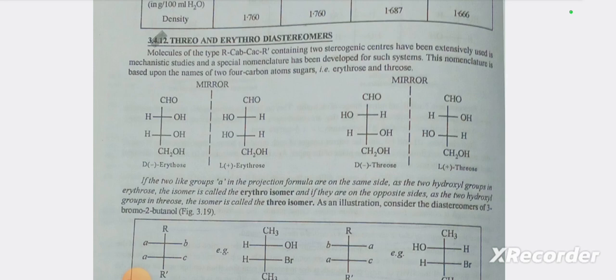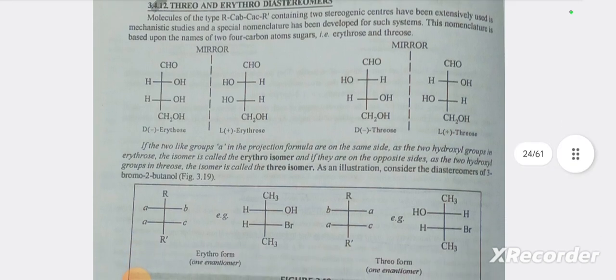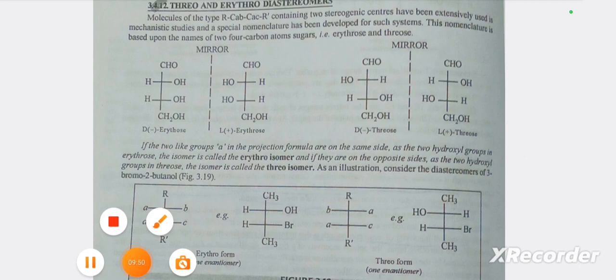Molecules of the type R-CHX-CHY-R containing two stereogenic centers have been extensively used in mechanistic study, and a special nomenclature has been developed for such systems. The nomenclature is based upon the names of the four-carbon sugars, erythrose and threose.